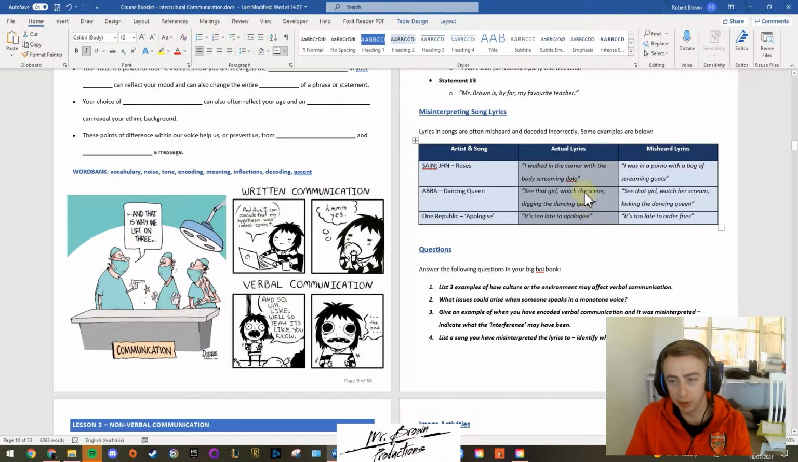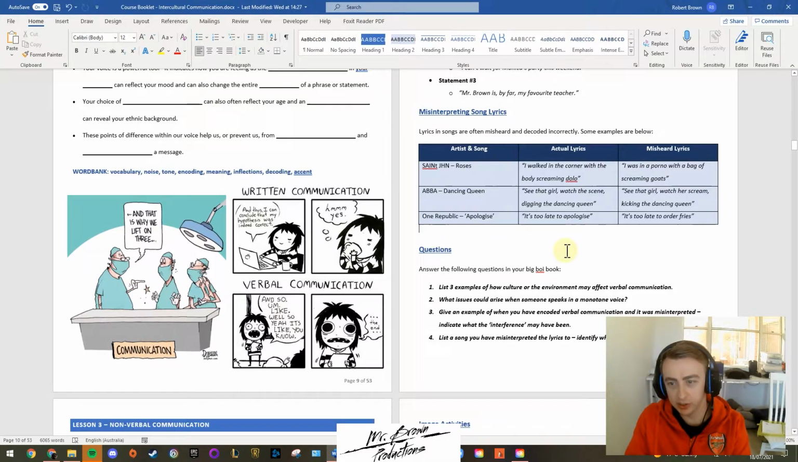So these are 3 really popular songs, and then these are what is commonly misheard on those song lyrics. So I want you to look them up on YouTube, whatever, listen to the song, reading the actual lyrics, and then I want you to listen to the segment again and see if you can hear why people might be misinterpreting those lyrics there. Okay, so that'll be an interesting little exercise.